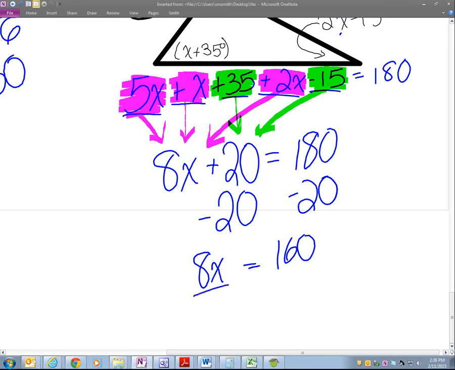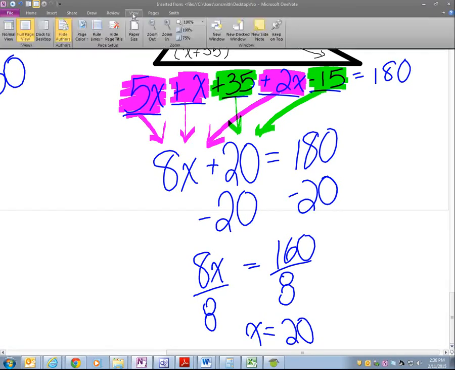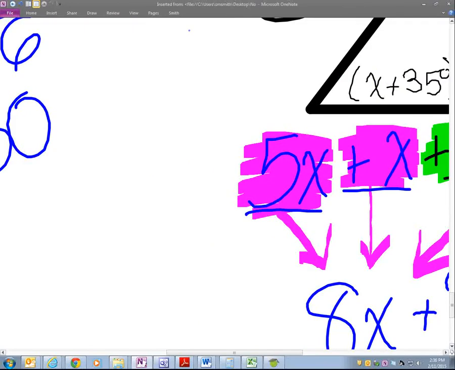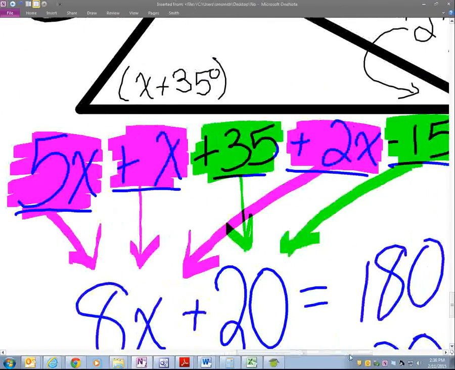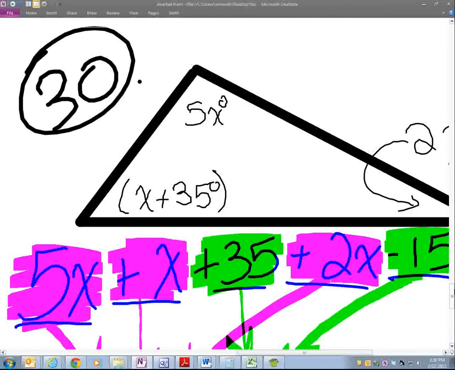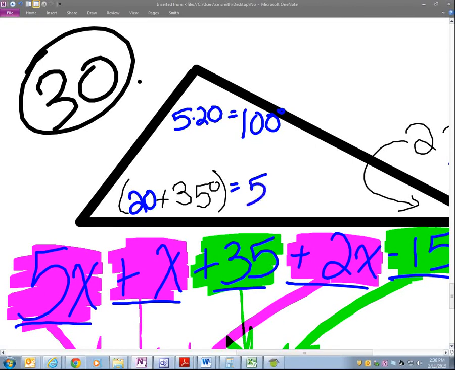So, to undo this, we have to divide by 8 on both sides, and x is going to be 20. Am I done? Can I walk away? No. So we've decided that x equals 20. I have to resubstitute these in here. So it's not going to be 5x. It's going to be 5 times 20, which is what? 100 degrees. Then this one here, I'm going to substitute in my 20. What's 20 plus 35? 55 degrees.